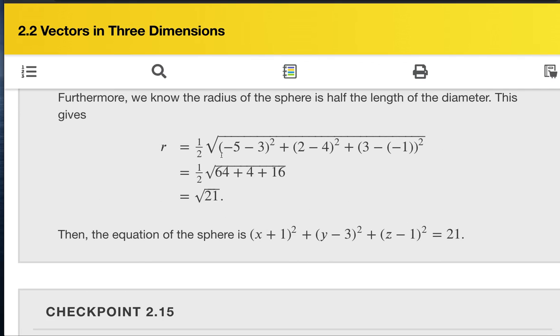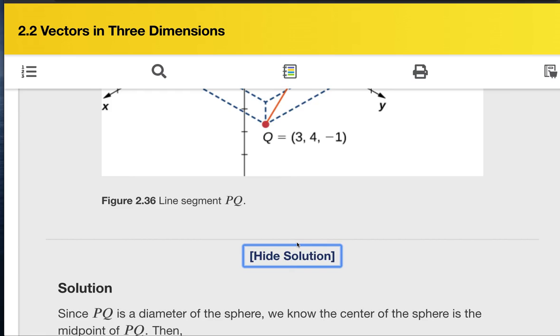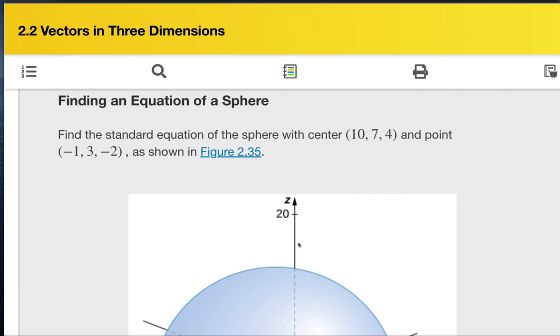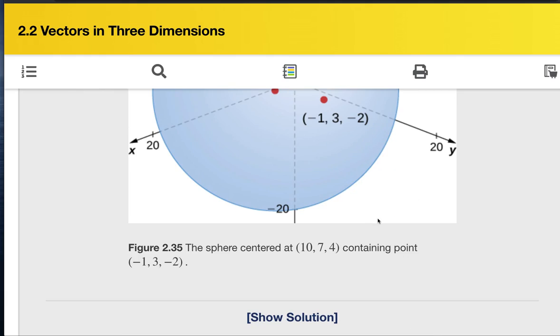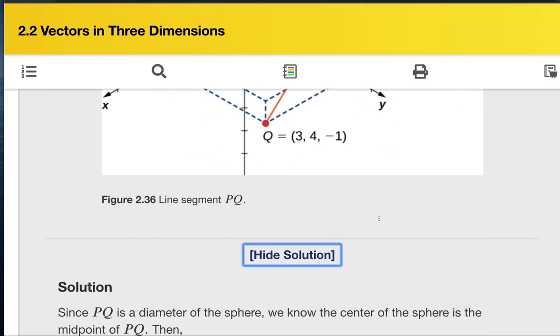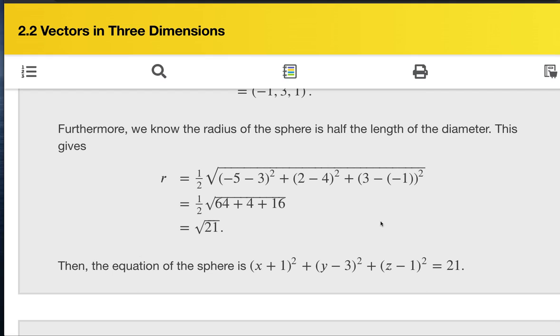The textbook calculates the length of the diameter directly, and then the radius is 1/2 of the diameter. So that is square root of 21. And then the equation of the sphere is according to the arrangement. Right here, this is the equation of the sphere: A, B, C form the center, and R is the radius. So as the final answer for this example, we have the equation of the sphere just like such.